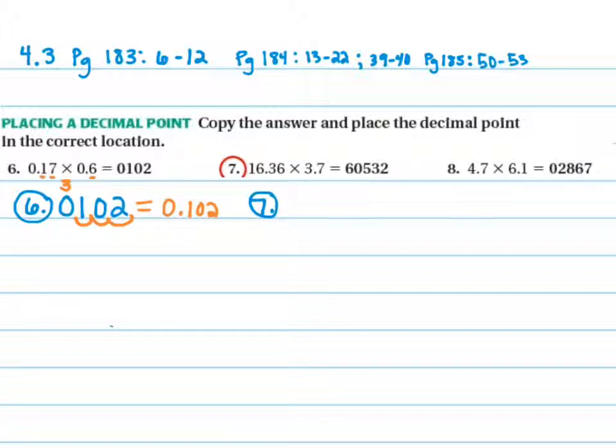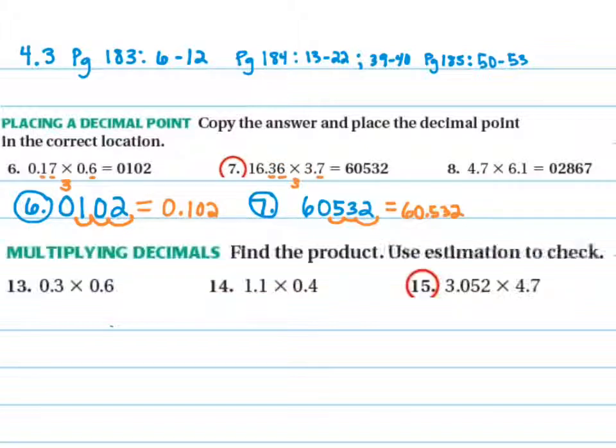Number 7, we copy down the number and we count how many are behind it, which is 1, 2 on the first, and 1 on the second, so a total of 3. Start at the far right, and we're going to move it to the left 3 spots. That gives us 60.532. Alright, go ahead and try number 8 on your own. And as you're doing that, I'm going to set up number 13, 14, and 15.